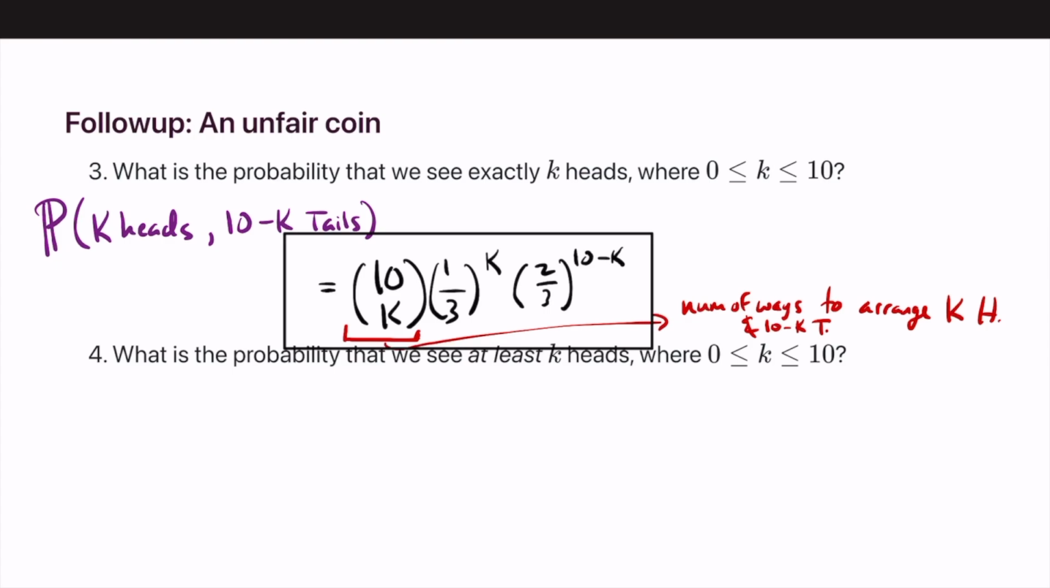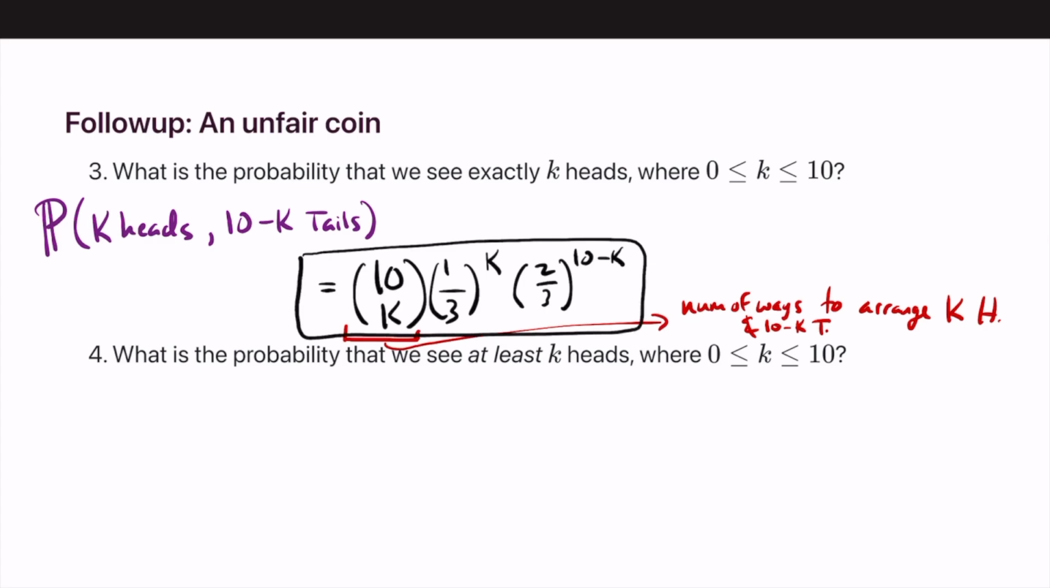Okay, next one. What is the probability that we see at least k heads, where 0 is less than or equal to k, which is less than or equal to 10? So what's the difference here? This problem looks exactly the same, which is why it's important that we read it. This is covering it up a little bit, so let me fix that. Okay, I will highlight the key thing here.